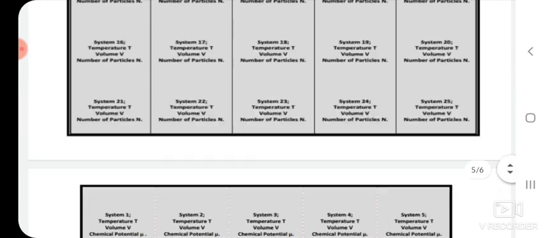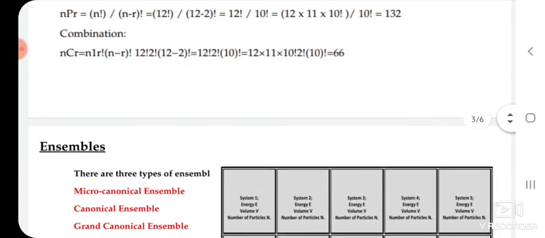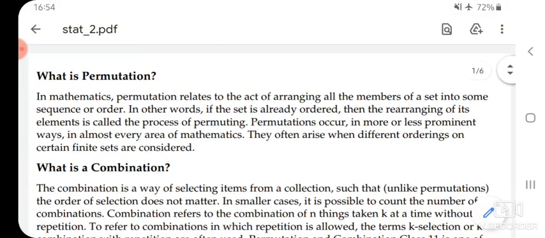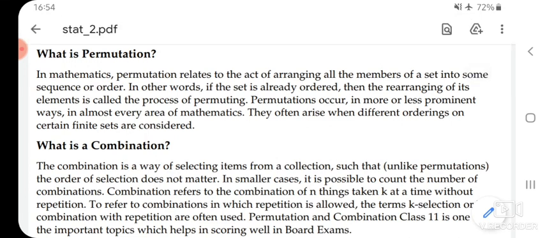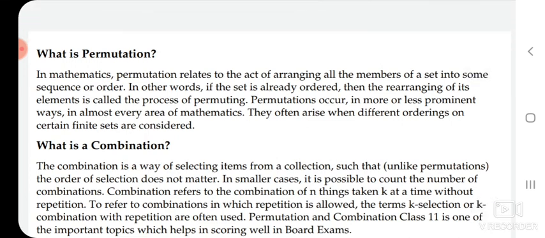This is all about the ensembles and the ensemble average, permutation and combinations. If you have any doubt related with this, you can ask me anytime. Okay, thank you.